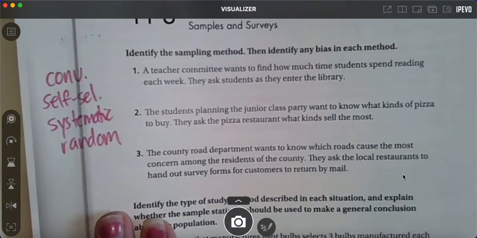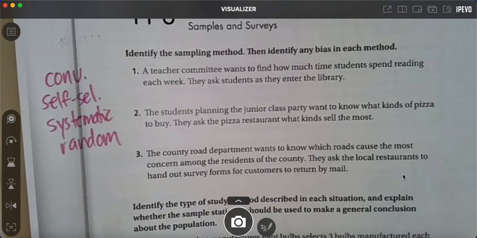So now let's read number 1. And then it says, then identify any bias. The good news on this is you can argue your case with me. If this is a test question and I don't agree with you, but you put why you feel that way, most of the time I'll just give you credit for that. Even if I don't agree 100%, but I see where you're going with it, I'll give you credit.